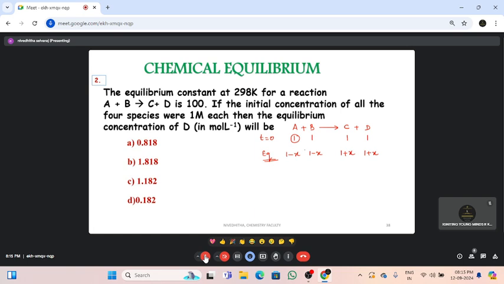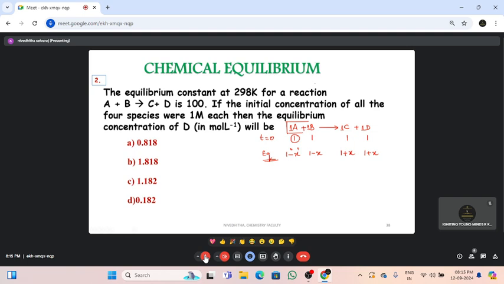See, whenever you're writing this X, we have to be very, very careful. So we have to see the stoichiometry of the reaction. Here I have 1 mole of A reacting with 1 mole of B. That is why I've written 1 minus 1x. Here also 1 mole of C is formed and 1 mole of D is formed. That is why this is 1 plus x and this is 1 plus x. For example, I'm going to give you another example.